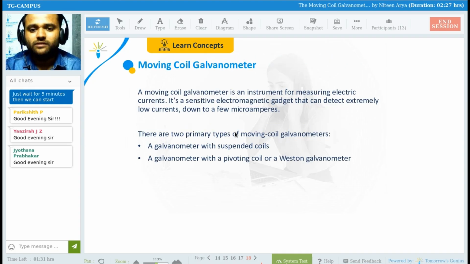Moving coil galvanometer. Oh my goodness, directly we come to this. I don't want to teach this right now because I want to teach it in one go. So we stop here and take a little pause.